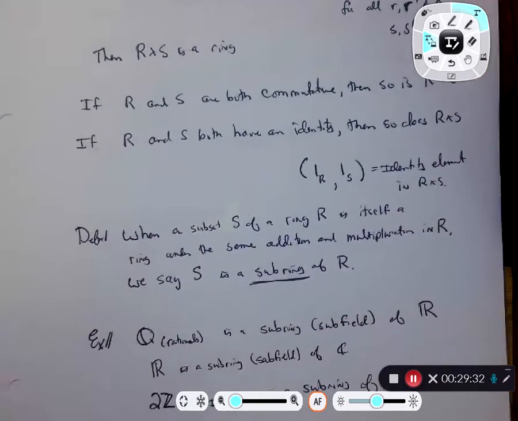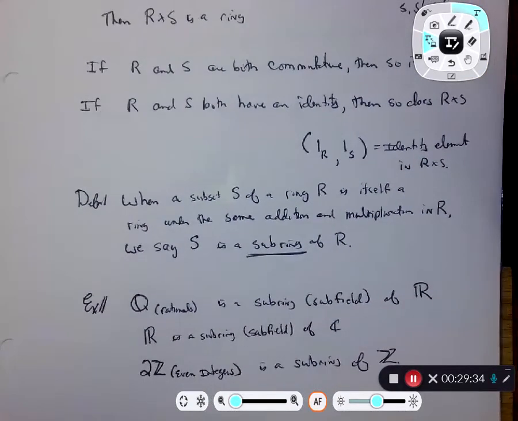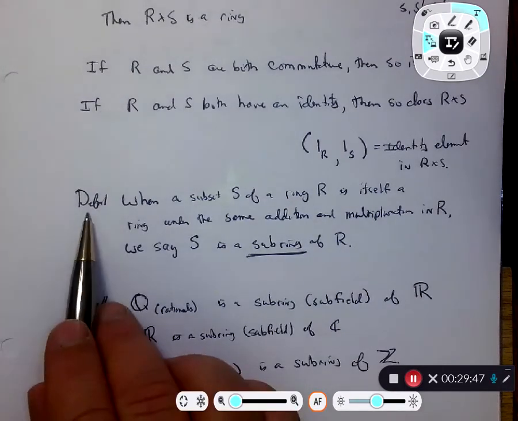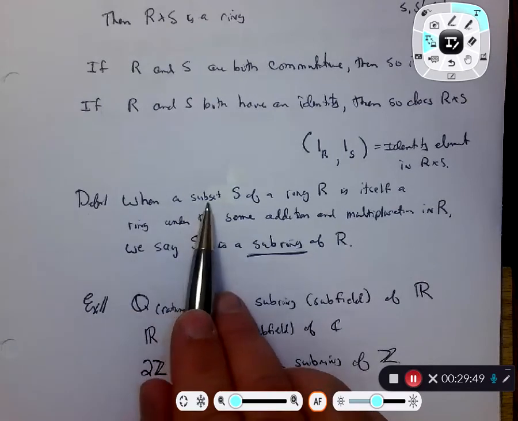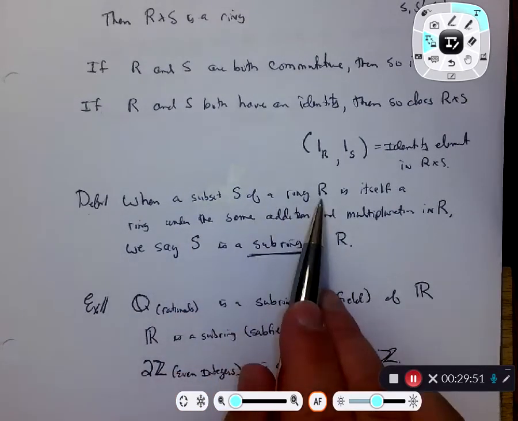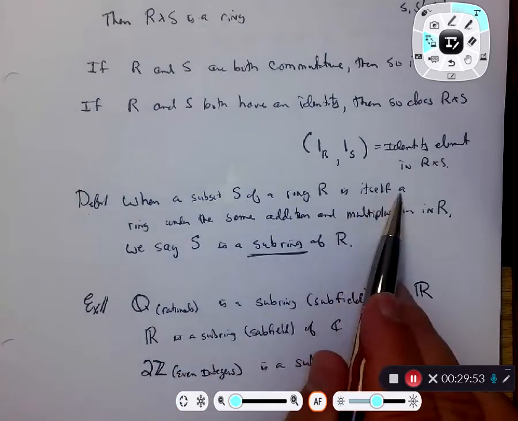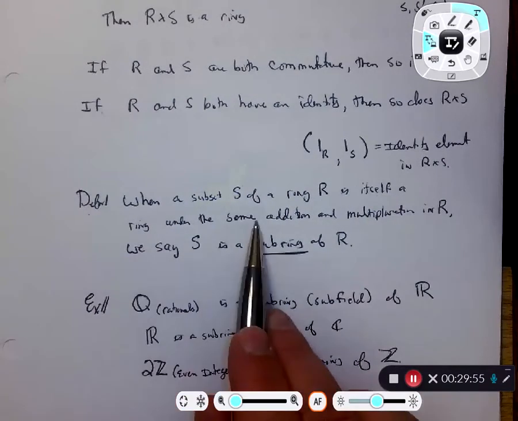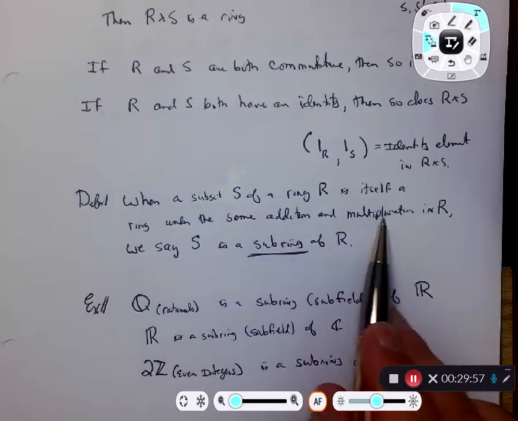But honestly, there's more to the story. Instead of looking outside and trying to grab a bunch of elements and figure out how to add some stuff or multiply some stuff, you should look inside. Another definition: when a subset S of a ring R is itself a ring under the same addition and multiplication in R.